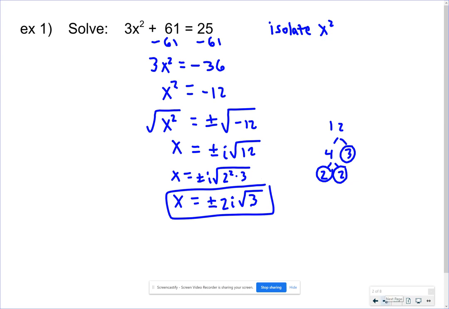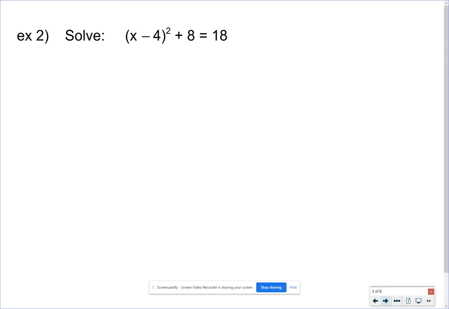And next question. So these are like section 4.3. This one is also like section 4.3. So we're going to solve this equation for x. Notice the structure of the equation. Right here we have a binomial squared, and a plus 8 equals 18.